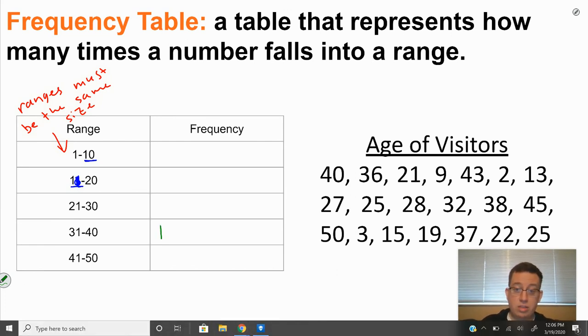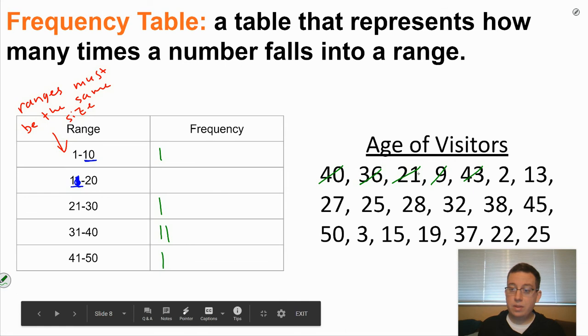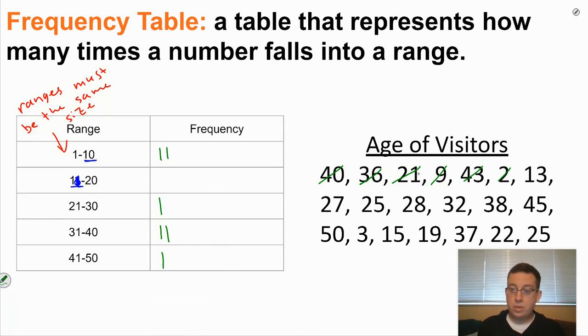Okay, so I put a mark in the 31 to 40 category. Let's cross that out. 36. Okay, that goes in the same category. Let's cross it out. 21 goes in this category. It's 21 to 30. 9 would go in this category, so we're just going to put a tally mark. So I'm just counting how many times these show up. Okay, so we got 43, we've got 2, we've got 13, that goes here, 27 goes here, 25 goes here, 28 goes here, and we're just going to keep going. So I'm going to kind of speed through this a little bit.